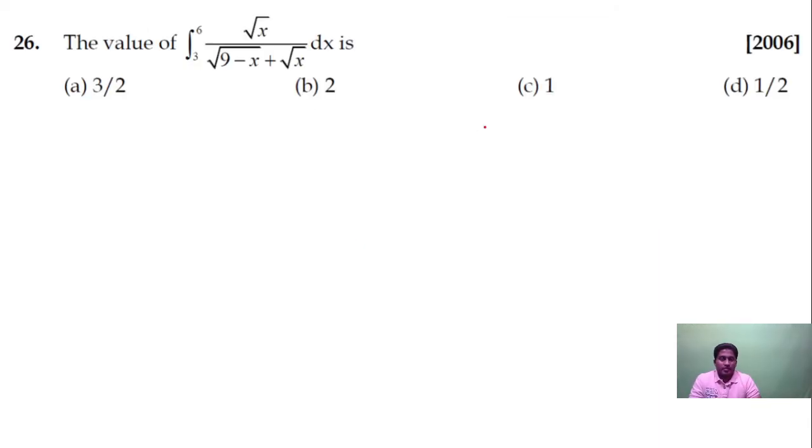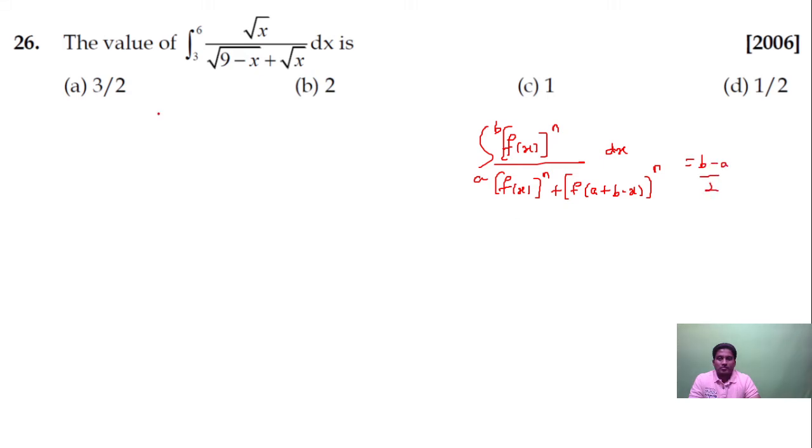Okay, this we have done before as well. When you have integral from a to b of f of x to the power of n, divided by f of x to the power of n plus f of a plus b minus x whole power n, that is lower limit plus upper limit minus x, for any value of n, the answer is b minus a upon 2. So this is the same form, right?